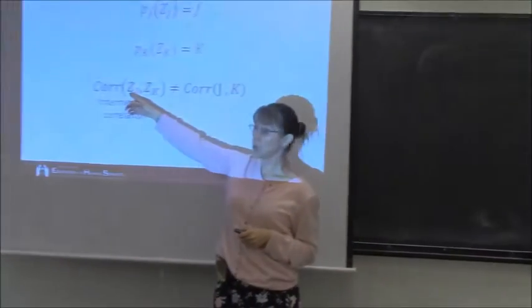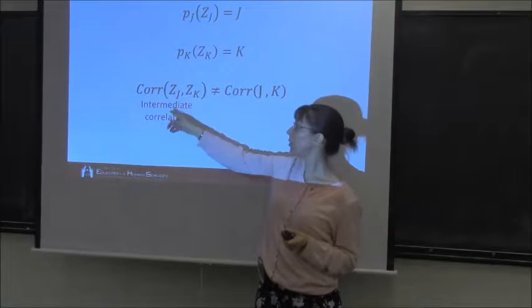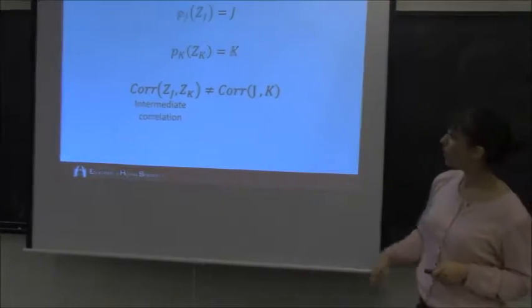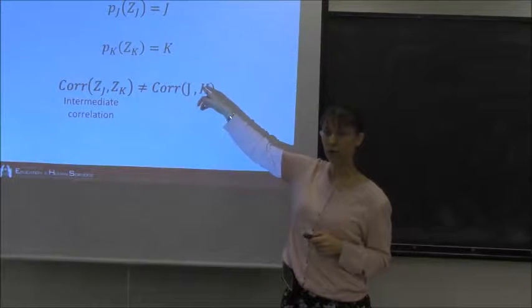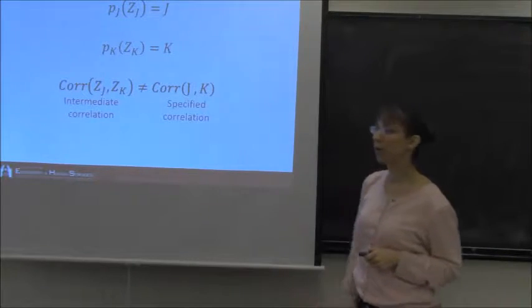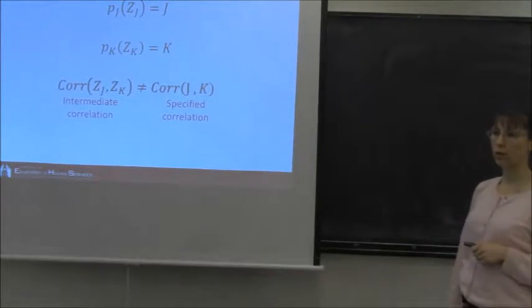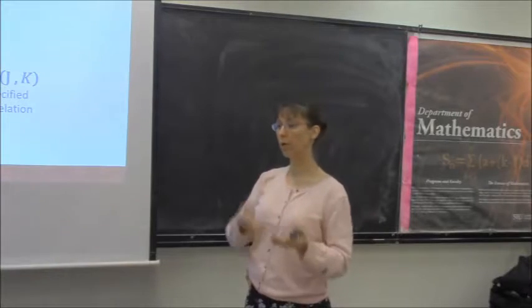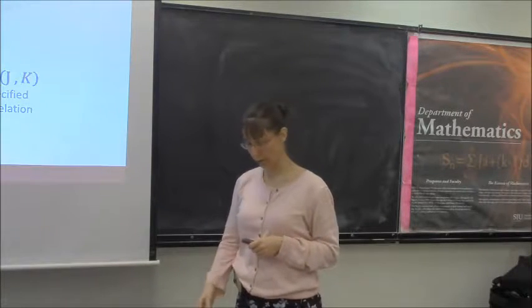The correlation that we start with the standard normal random variables, we call that the intermediate correlation. And then the correlation that we want the non-normal variables to have after the transformation is what we call a specified correlation. So again, the intermediate correlation is the correlation that we need to start with in order to end up with a specified correlation in the end.